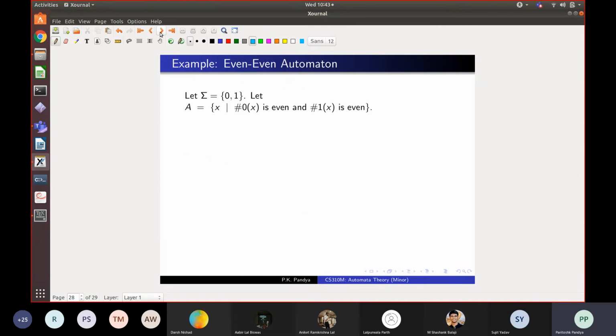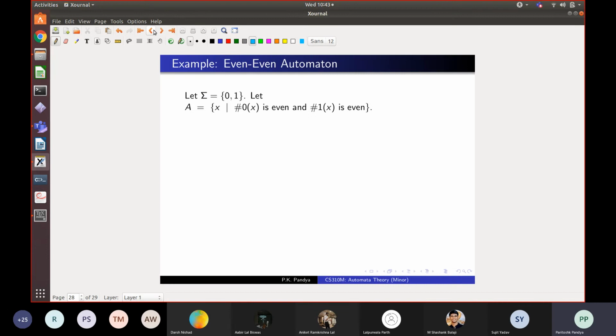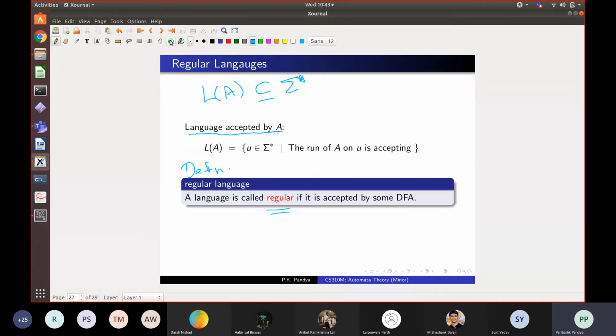So rather than doing this, which is called big step semantics, which we will defer to the next class, I'm going to do practice. I am going to give you languages and we are going to construct automata for those, right? So given a language which is abstractly specified, we will define deterministic finite state automata for them. Okay, that is the question. We will consider two or three different languages.